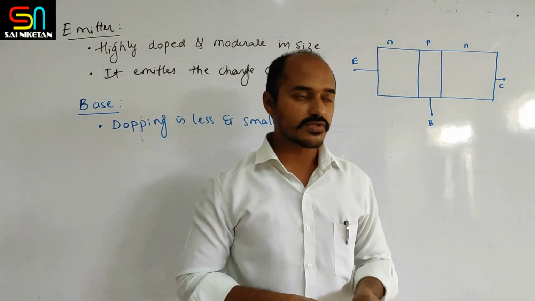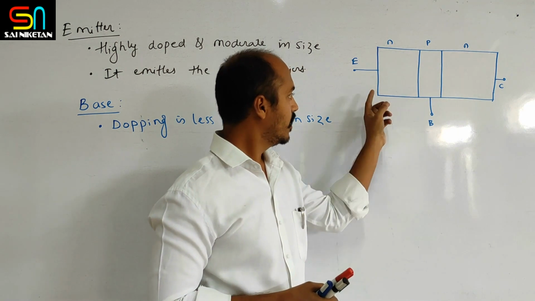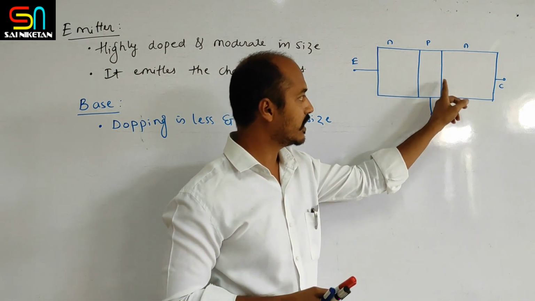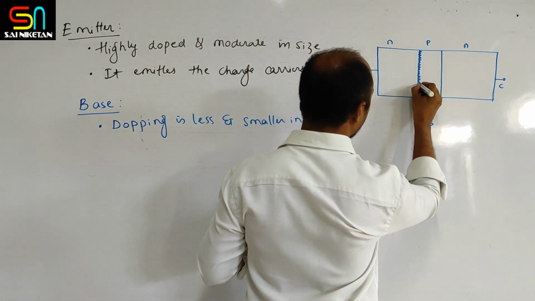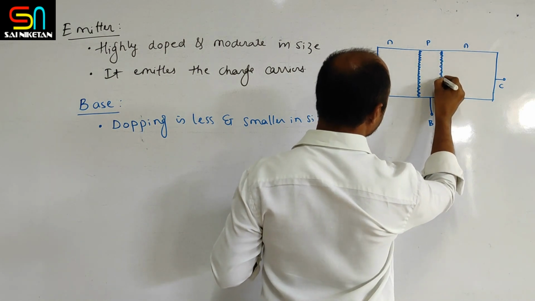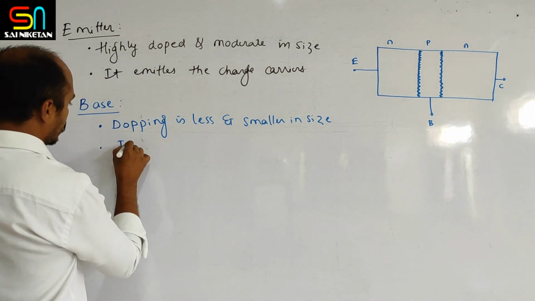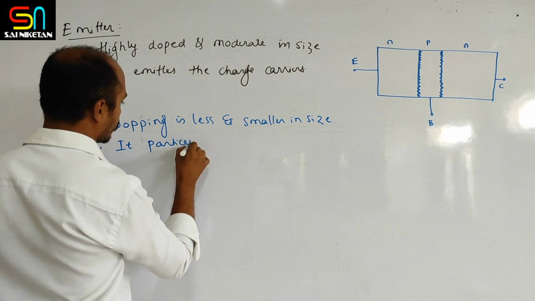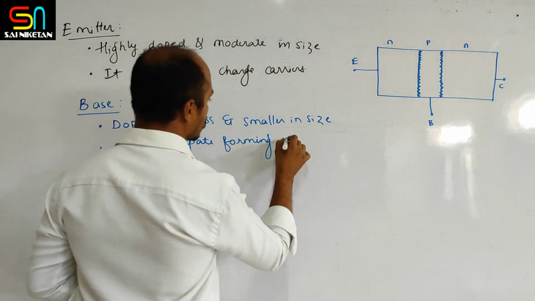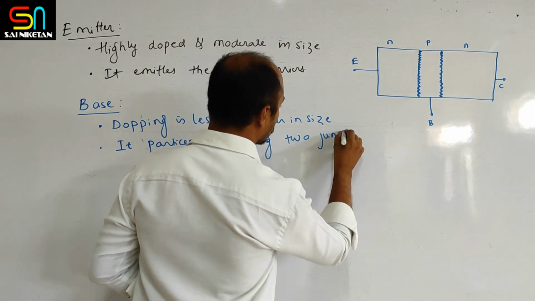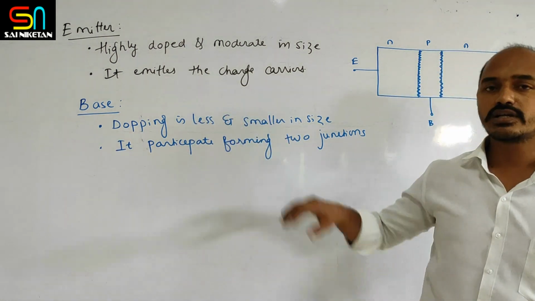And if you see the base, it forms two junctions. One is the emitter base junction, another one is the collector base junction. You can see here, this one is the junction between emitter and the base, and here is the collector and the base. So it participates in forming both the junctions, or you can say two junctions. So these 2 points you have to remember while writing the notes regarding the base.